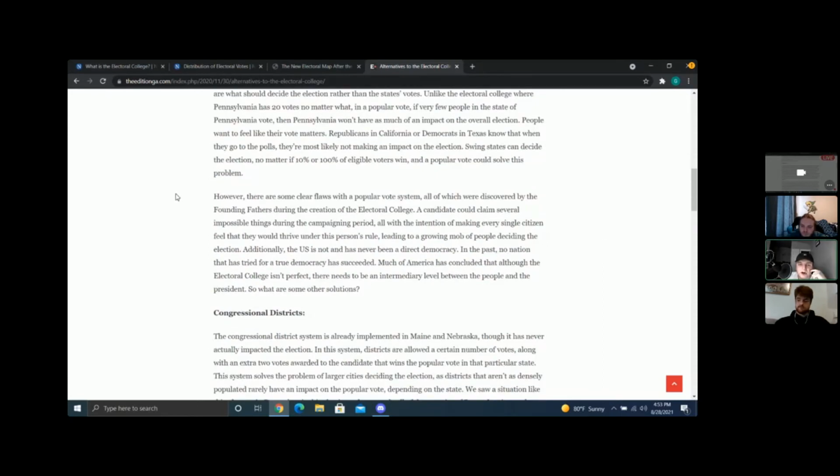However, there are some clear flaws with the popular vote system, all of which were discovered by the Founding Fathers during the creation of the Electoral College. A candidate could claim several impossible things during the campaigning period, all with the intention of making every single citizen feel that they would thrive under this person's rule, leading to a growing mob of people deciding the election, which I kind of feel like that already happens anyway.